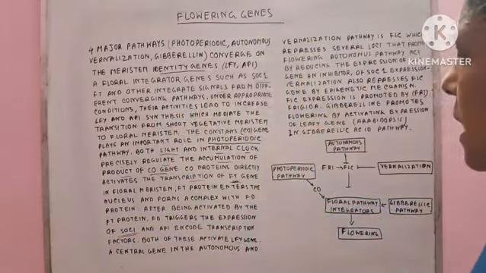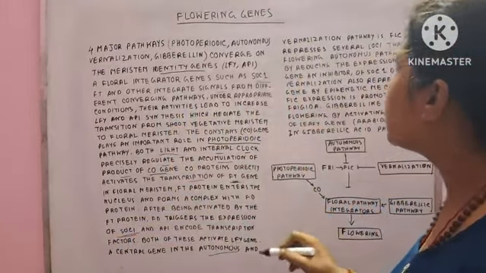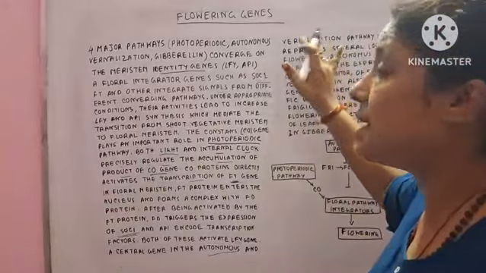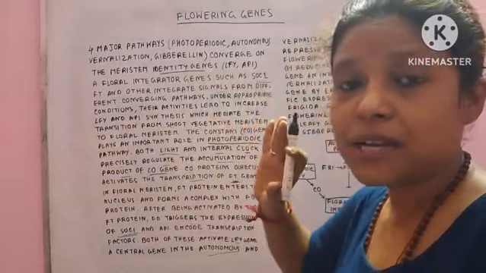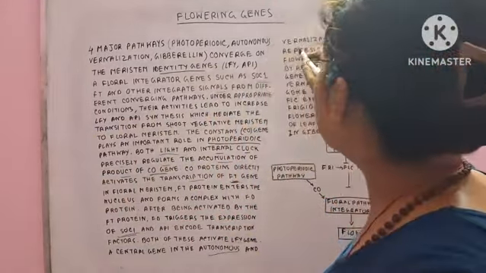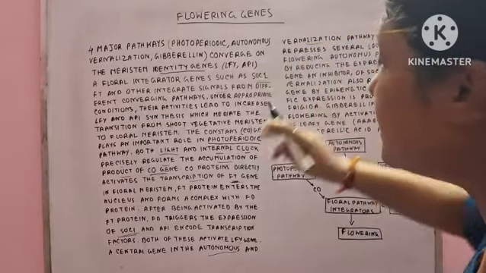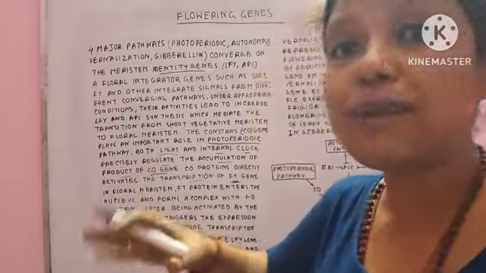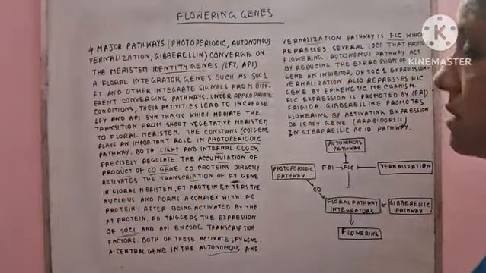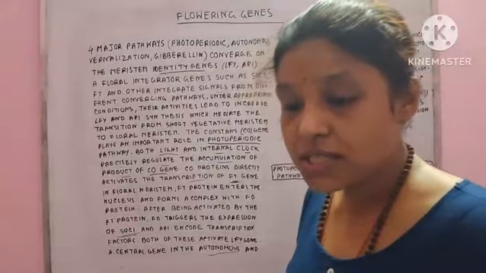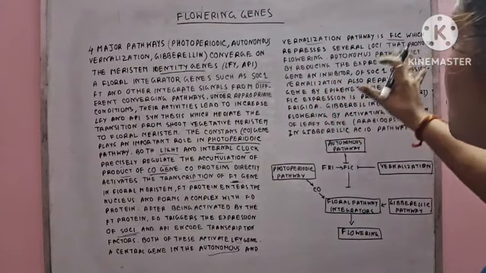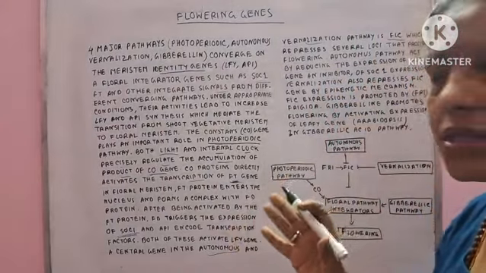Clear? Next is the autonomous and the vernalization process. Here the important thing is that I have explained the vernalization process on my channel, so you can check it out. In the autonomous process and vernalization pathway, an important role is played by another gene, the FLC gene. What is this FLC gene's role? Its expression stops the flowering process.